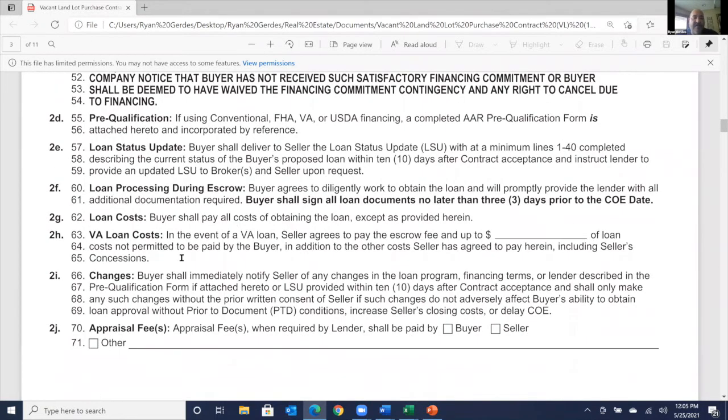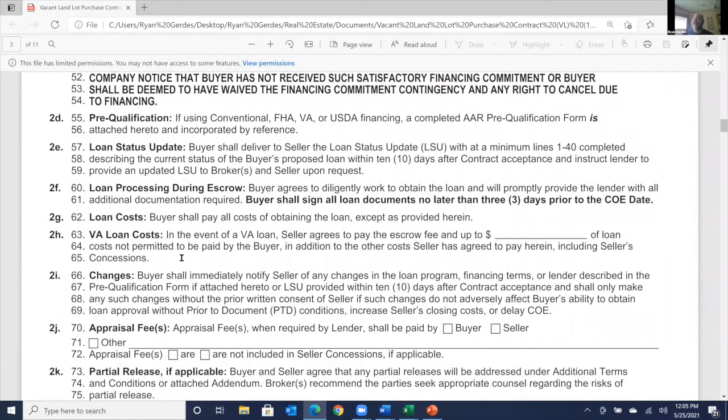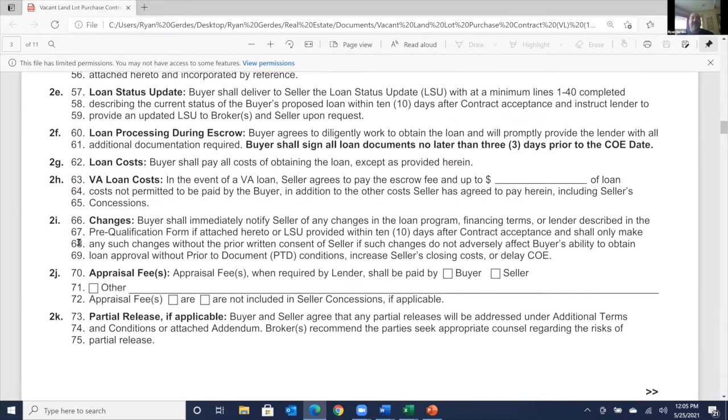VA loan costs. There are some VA loans out there that have requirements for the seller to pay for specific fees. Please get in touch with your wealth manager to get the complete breakdown of that, as well as your lender.